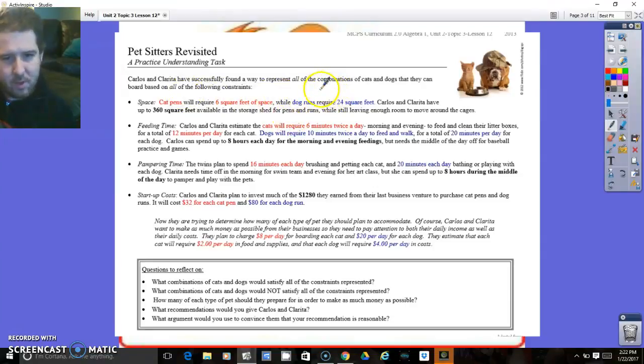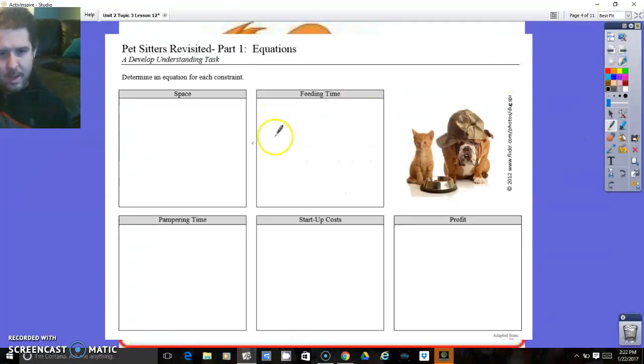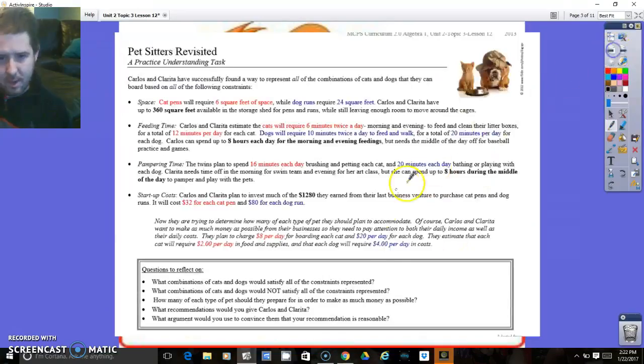So if x was the amount of dogs and y was the amount of cats, you could say 6x plus 24y. Oh, actually, I said that backwards. So cats was x and dogs was y. 6x plus 24y had to be less than or equal to 360. So that's what you're going to do in step number 1: come up with what were the equations for each of the constraints. Now, the new one here is profit.